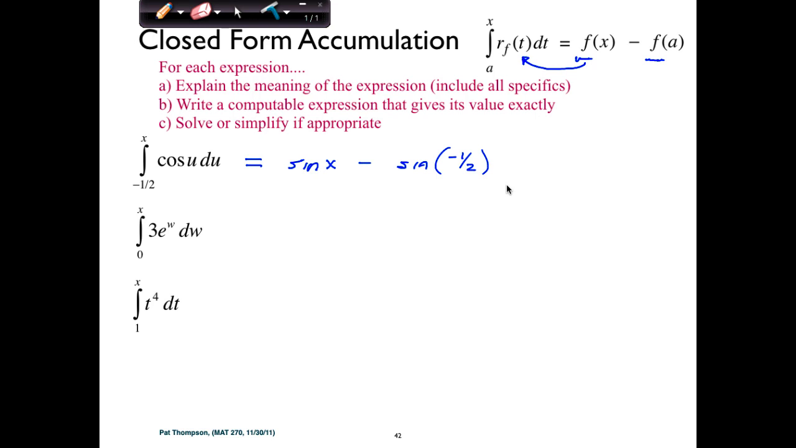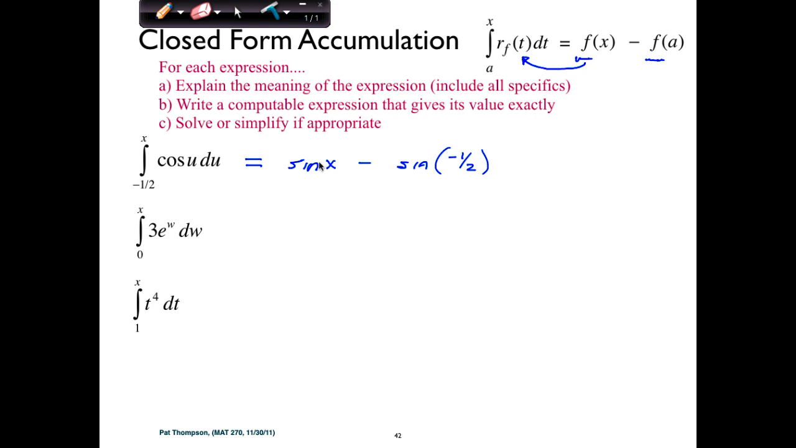Before I started talking, how many people had that? Good, lots, great. This one can't be simplified, we're done. But look, we got a closed form for this open form accumulation function for the accumulation of the quantity with the rate cosine u. So this is the closed form. It gives the exact same values as that.